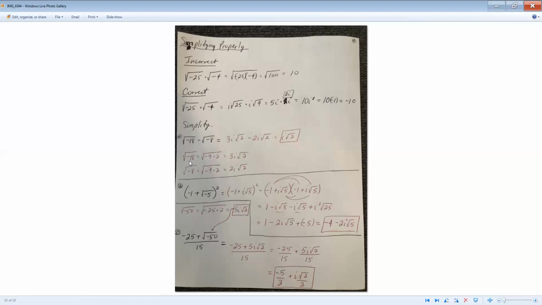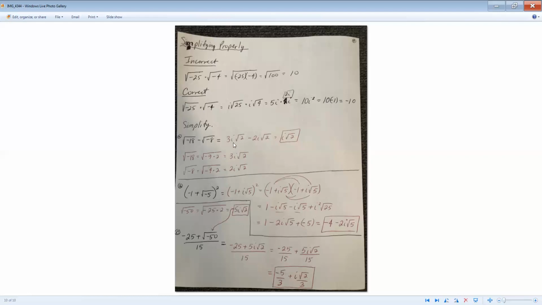So we take the square root of negative 18 and break it up into negative 9 times 2. The square root of negative 9 is 3i, and we leave the 2 under the radical. Take the square root of negative 8 and do the same thing, break it up into negative 4 times 2. The square root of negative 4 is 2i, and you leave the 2 under the radical. So taking those back to the problem, it is 3i square root of 2 minus 2i square root of 2.